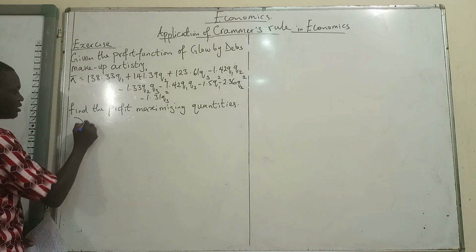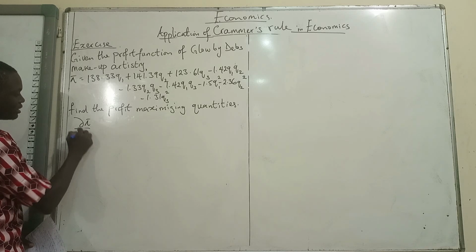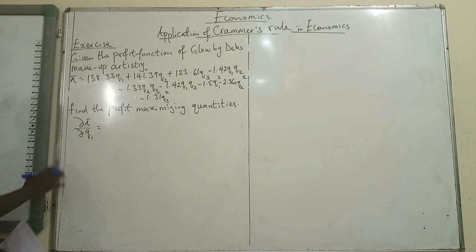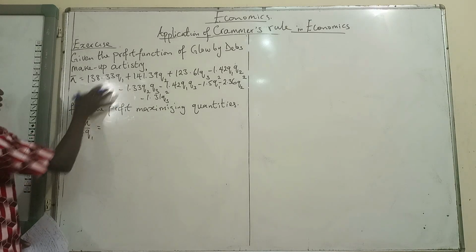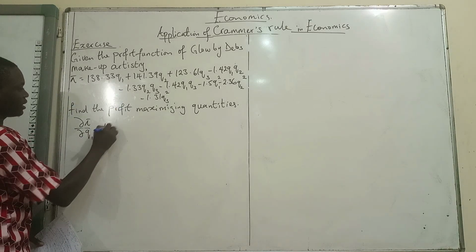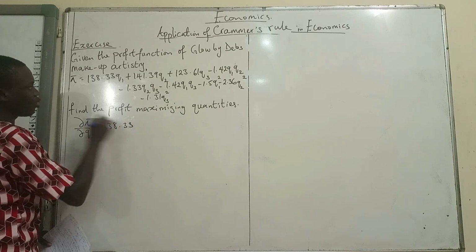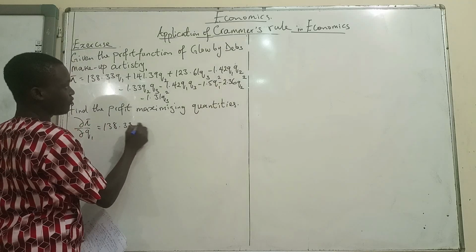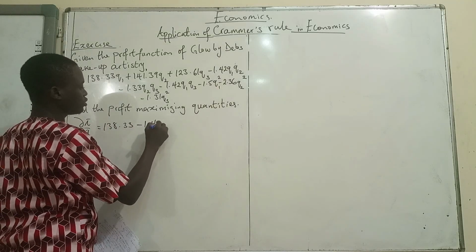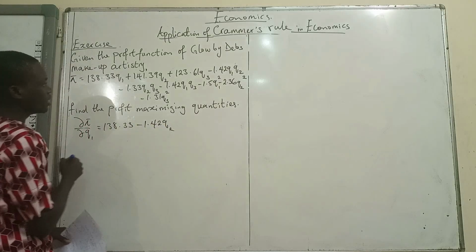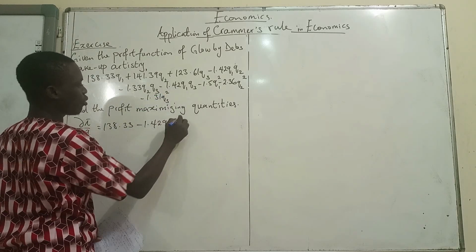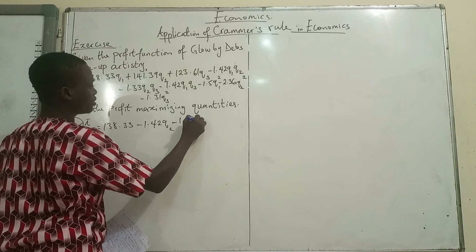So we have the profit, now with respect to Q1. We are differentiating with respect to Q1 now. Where do you have Q1? We have it here. So we differentiate this, we are left with 138.33. That's all. Where do you have Q1 again? We have Q1 here, so Q1 disappears. So we have minus 1.42 Q2. Where do you have Q1 again? Here. Then Q1 disappears because its power is just 1, minus 1.42 Q3.